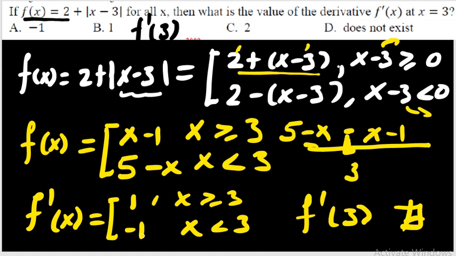So 1 and negative 1, they are not the same. The right-hand and left-hand limits will not be the same. You can check like that of the first question. So they are not equal, so the derivative doesn't exist. It's going to be D. Let's continue.